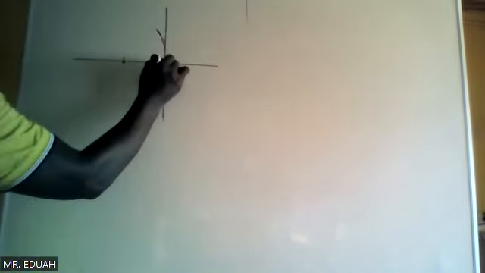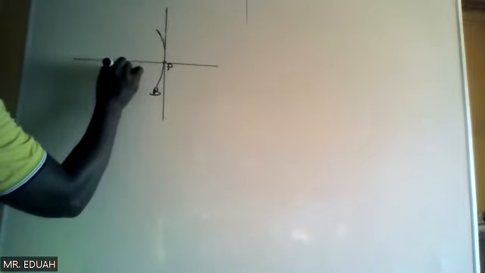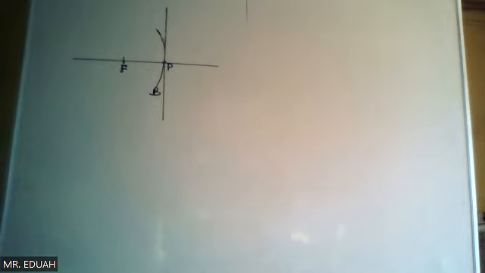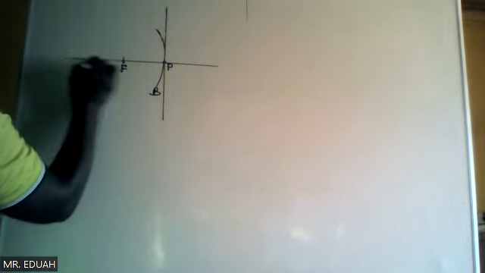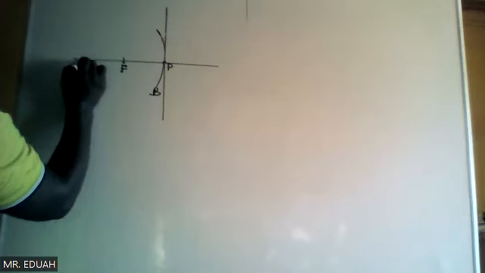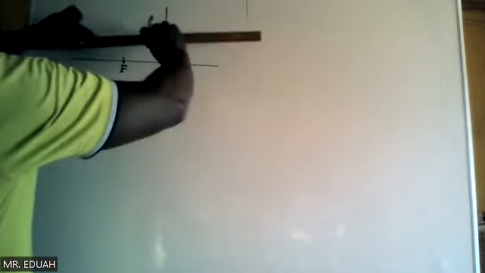If from the pole to F this is 10, then Charlotte, what will be the distance from F to C? Charlotte, what will be the distance from F to C?